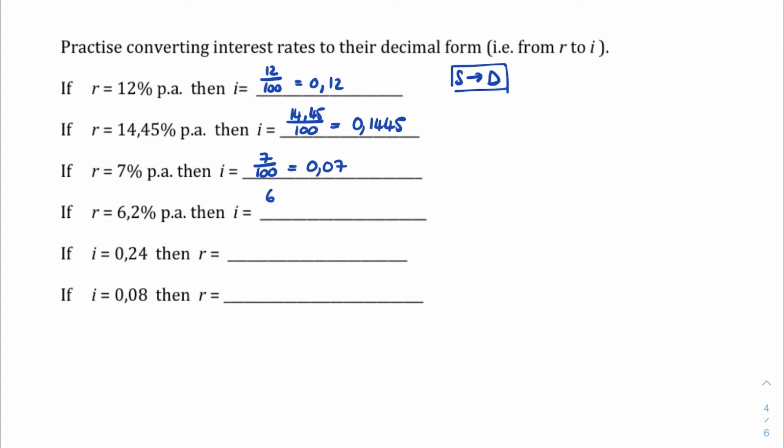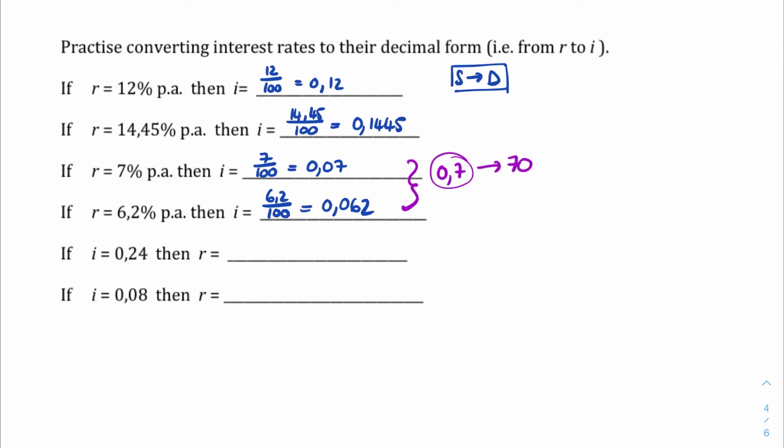6,2%, well, that's 6,2 over 100, which is 0,062. With these two in particular, be very careful about taking shortcuts that are going to get you into trouble. If you tell me 0,7, as you're going to see now, that is not the same as 7%.